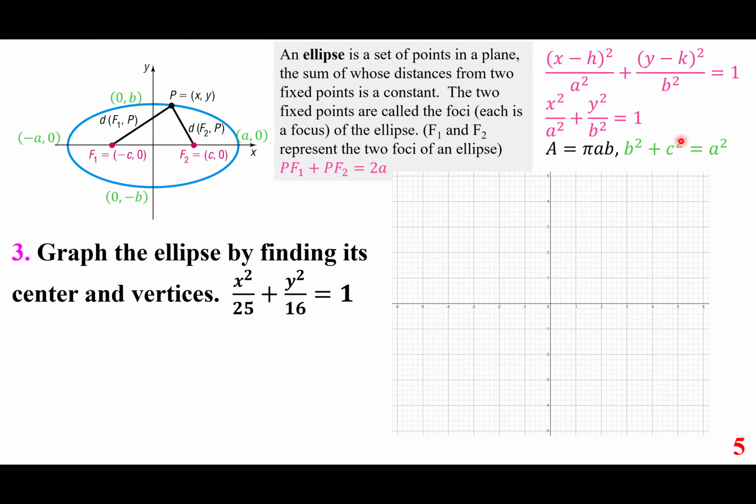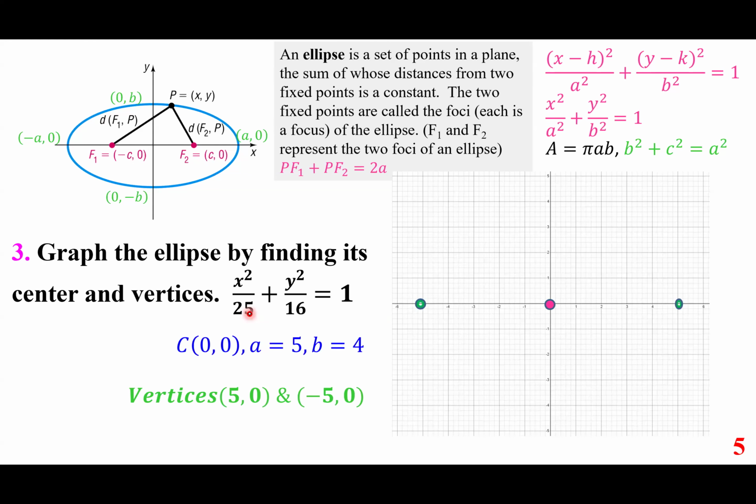As far as this formula is concerned, sometimes a is larger than b, which means it's elongated along the x-axis, and we use this formula. Sometimes b is larger than a, which means elongated along the y-axis, in which case we put the a squared here, b squared here. I like to keep the a squared always under x squared, b squared under y squared. And so clearly this is centered at (0, 0), with a being 5, b being 4.